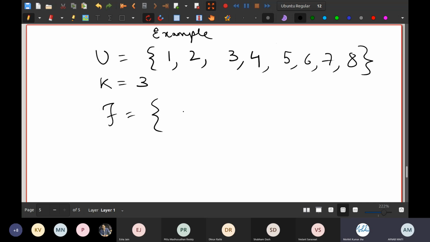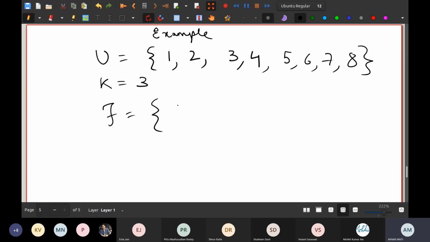Is K an arbitrary number? I mean, like the choice of K. Yeah, K is arbitrary. It's an arbitrary number. But obviously, K has to be less than or equal to the number of elements in U, because each subset will have exactly K elements. So you can't have more elements than U.